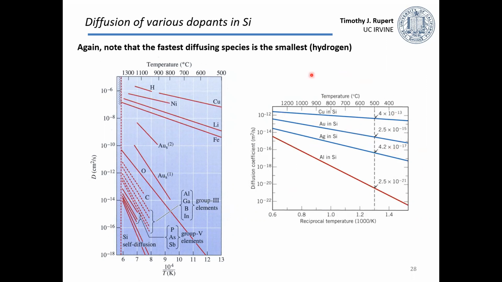You can even see it if you try to really compare apples to apples. This is all the diffusion of different metals in silicon, and they're all even FCC metals. So you're not even putting in different types of atoms. What you see is that as you go from copper to gold to silver to aluminum, your atoms are getting larger and your diffusivity is going down. And again, it's not going down slowly, it's jumping multiple orders of magnitude.